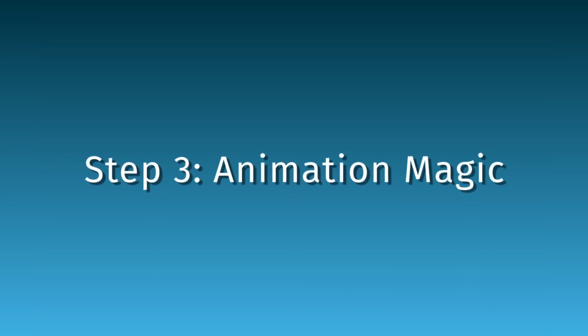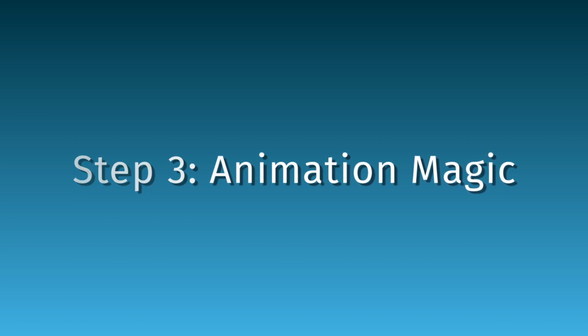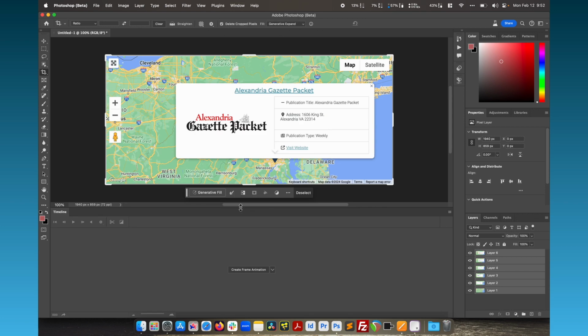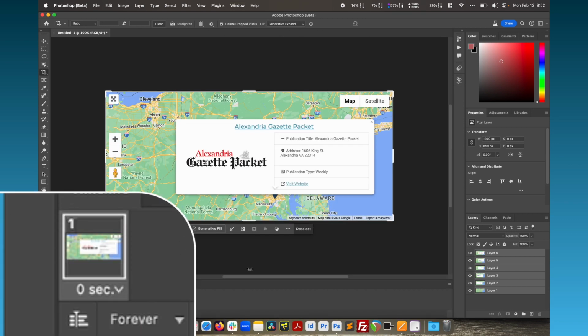Step 3. Bringing on the animation magic. Okay, the fun part. Let's make this move. First, open your timeline panel from the window menu. See that Create Frame Animation button? That's our key. Clicking it gives us our first animation frame.